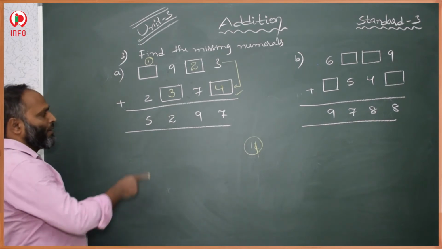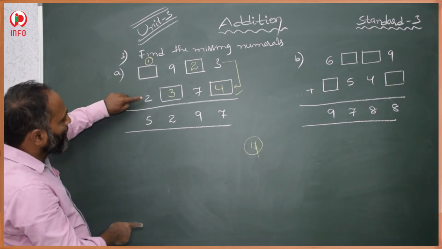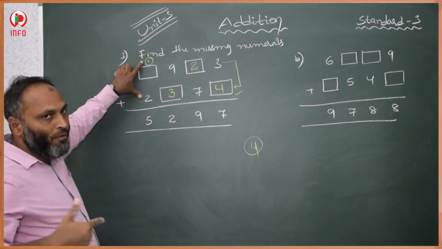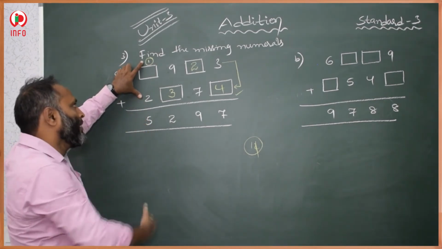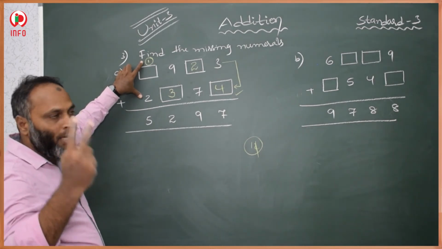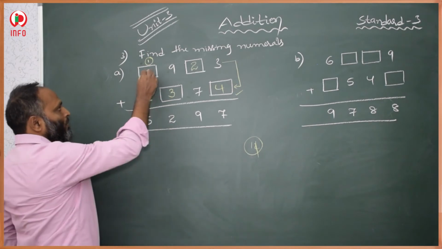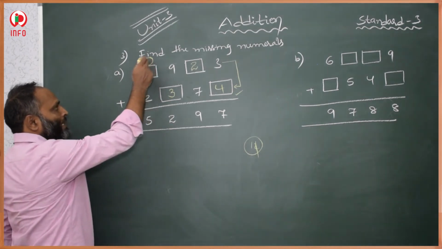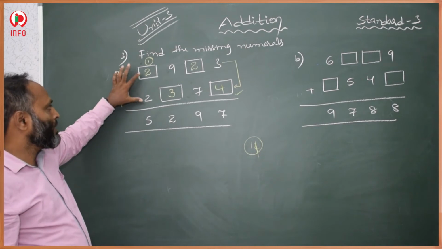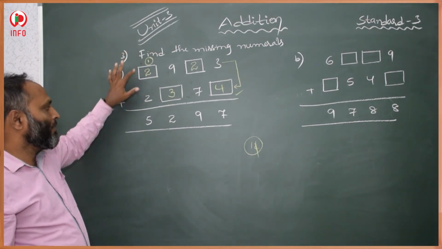Then after that, here 5 is there. 2 is here, 2 plus 1 is 3. To this 3, what should we add to get this 5? Then 3, 4, 5. If I add 2 to this number, then the sum is 5. 2 plus 2 is 4, 4 plus 1 is 5.